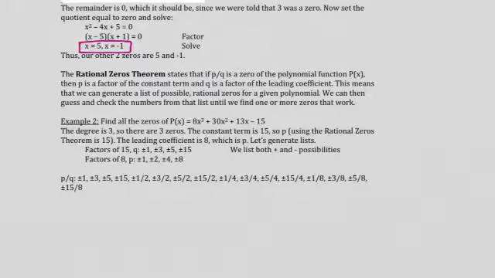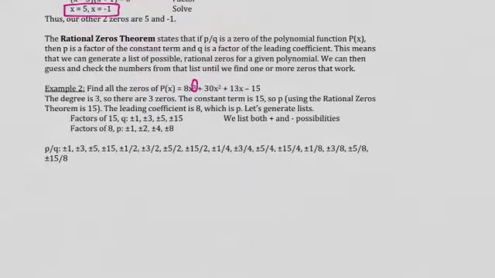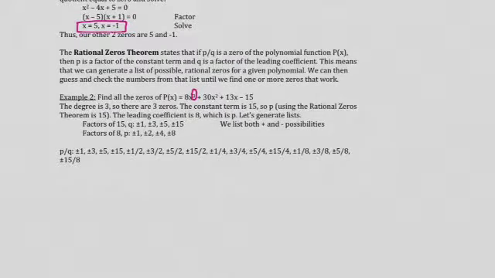In this case, it is a polynomial of degree 3, because we have 8x cubed, and the leading term has an exponent equal to 3. So it's a polynomial of degree 3, and we are expecting at the most 3 zeros. For that, we are going to use the rational zero theorem.